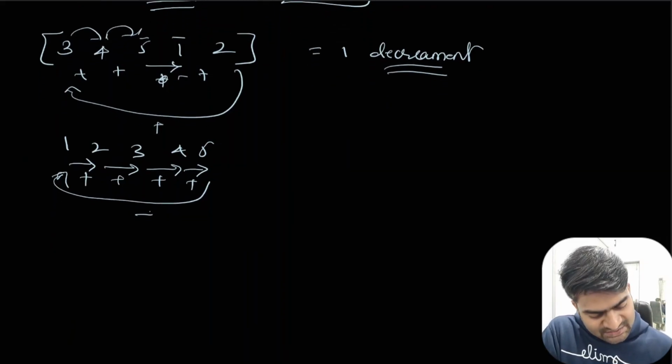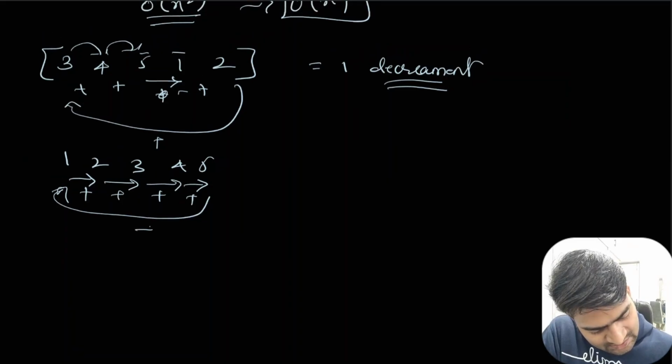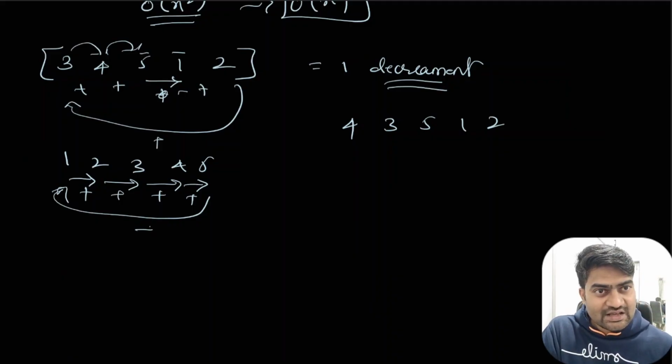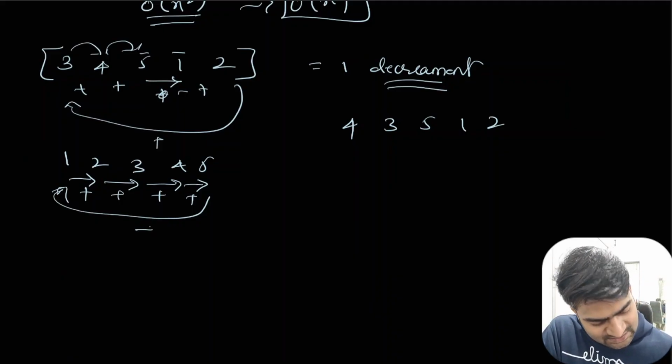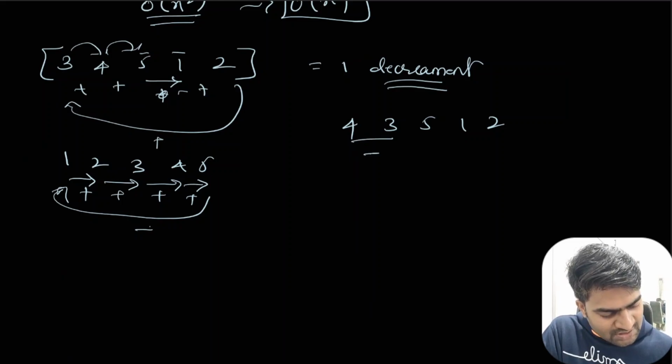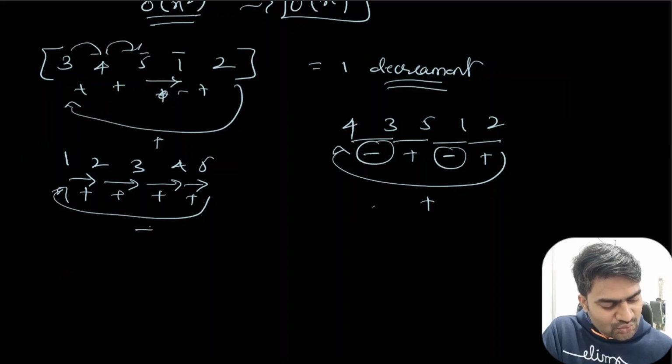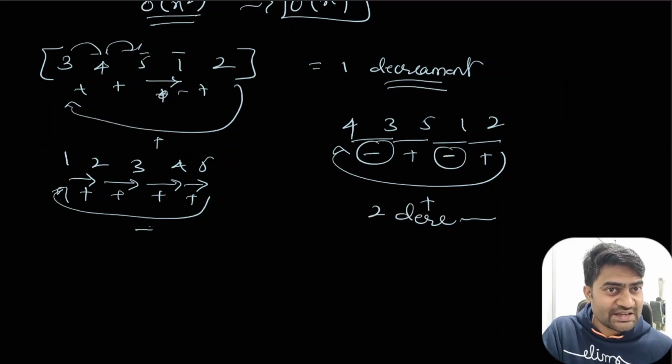Assume this is 4, 3, then 5, 1, 2. This is not a proper sorted and rotated array, right? So if you see here, from here to here, there is one drop. Here to here, there is an increase. Here to here, again, there is one drop. Here to here, there is an increase. Here to here, there is an increase. So there are two decrements.